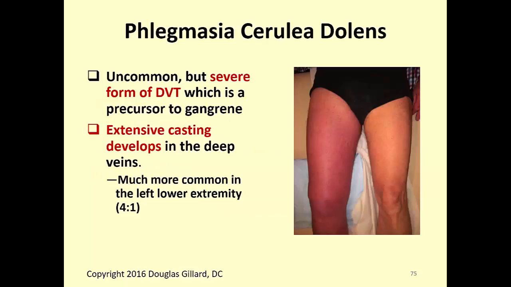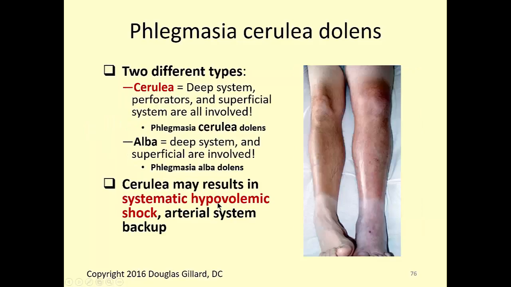Okay, oh, that looks great, doesn't it? You can tell that leg is swollen up. Not a good thing. Phlegmasia caerulea dolens. It's an uncommon but severe form of DVT, which is a big precursor to gangrene. Extensive casting formation from the calves all the way up into the iliac vessels can occur. And for some strange reason, it's much more common on the left lower extremity.